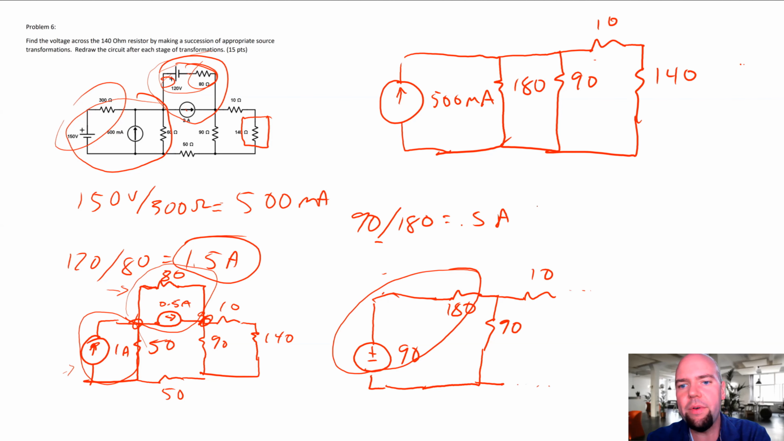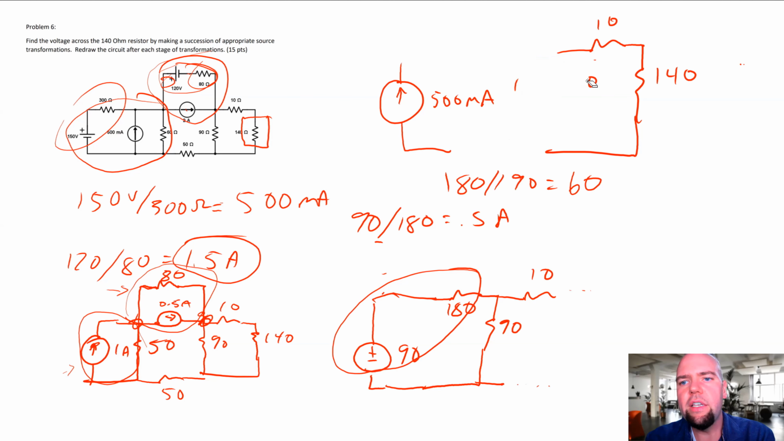Now we have a 180 in parallel with a 90. So 60. So we can replace these with a 60.